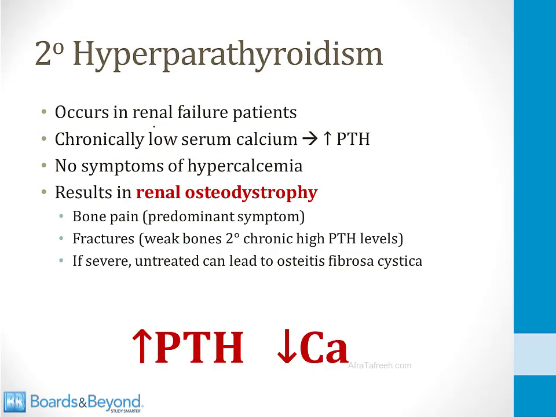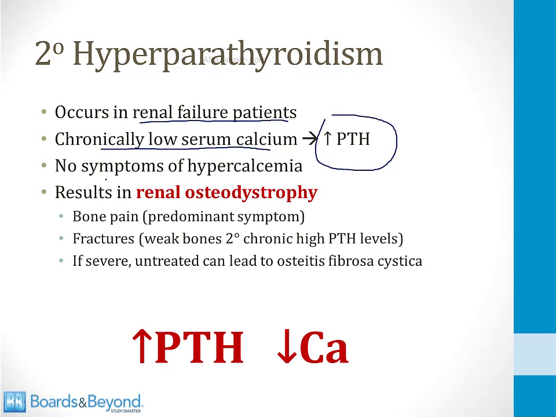Secondary hyperparathyroidism is a disorder that classically occurs in renal failure patients. Renal failure patients have chronically low serum calcium. We'll talk about why in a minute, and this leads to chronic elevations of the parathyroid hormone level. This is actually a normal response of the parathyroid gland to low serum calcium levels. The problem is, if the parathyroid hormone level is chronically elevated, it can lead to bone damage.